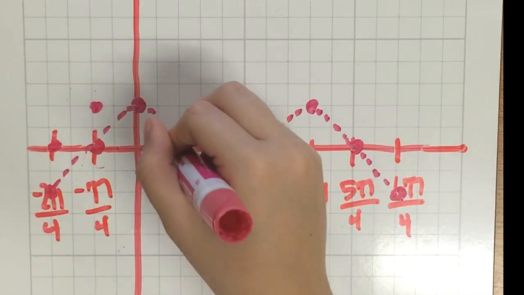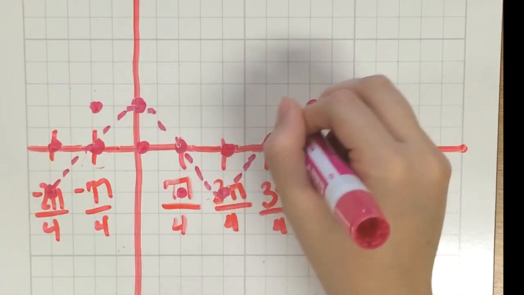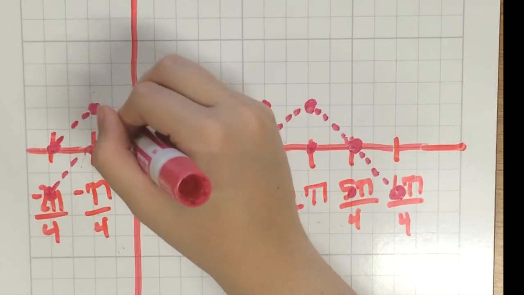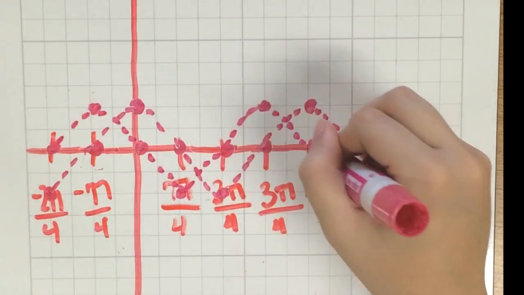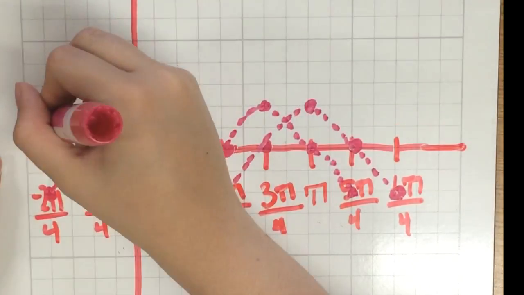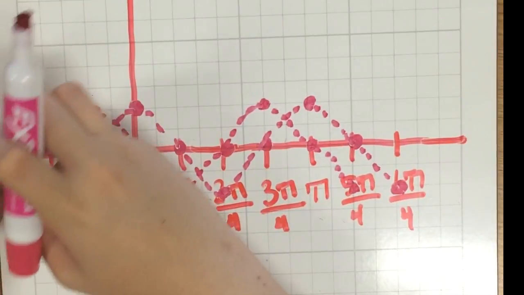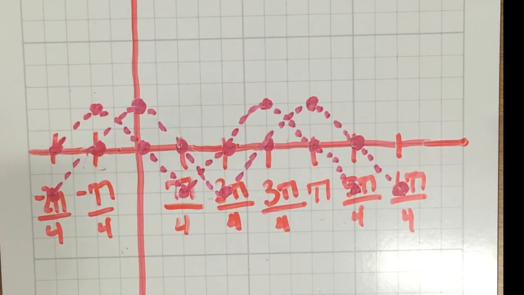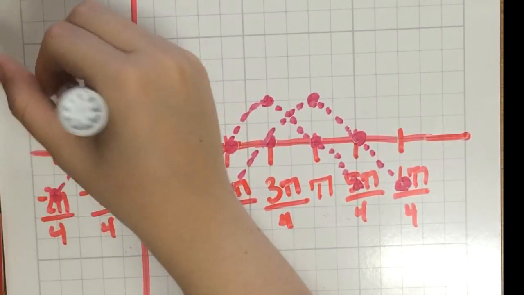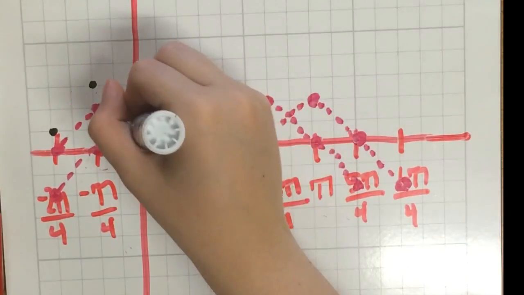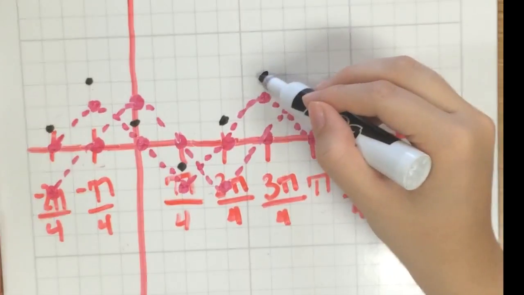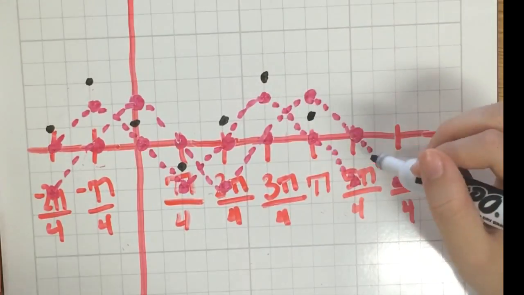Now begin to plot your graph again, but this time incorporating the phase shift, which is negative pi over 4. To do this, you're just going to move every point over negative pi over 4. The last step, which is your final graph, is going to be incorporating the vertical shift. Since the vertical shift is only 1, you're going to move every point from your last graph up 1 point.